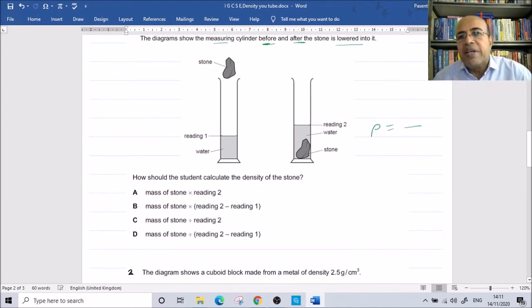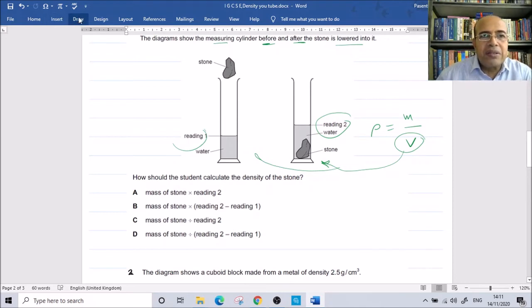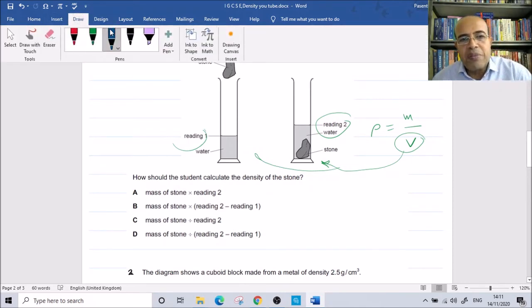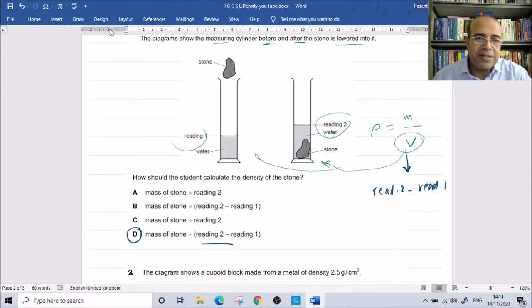The density equals the mass per unit volume. What is the volume? The volume is the difference between the two readings, so it is reading 2 minus reading 1. Now which one is correct? Mass of stone multiply reading 2? No, this is not density. Mass of stone multiply reading 2 multiply reading 2 minus? No. Mass of stone divided by? No. Mass of stone divided by? Yes, because this is the volume, reading 2 minus reading 1. So this is the correct answer.